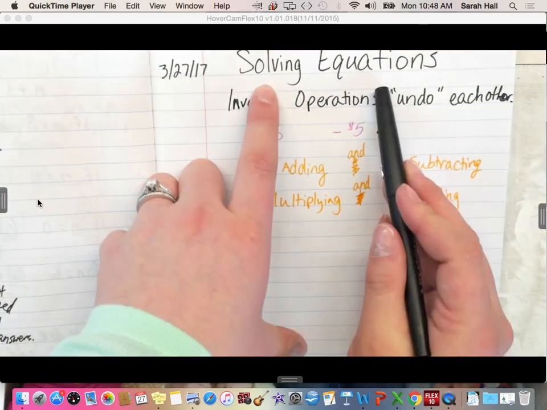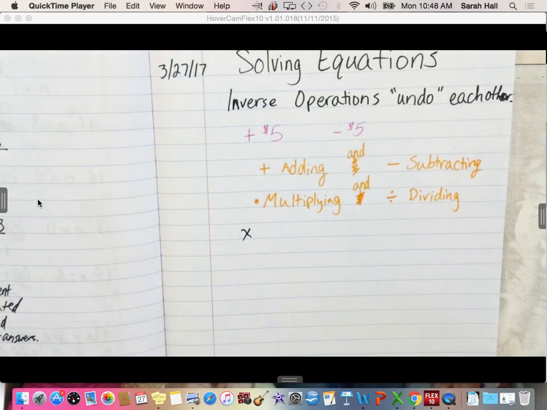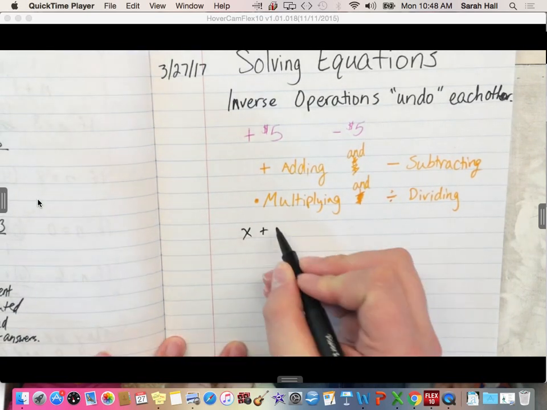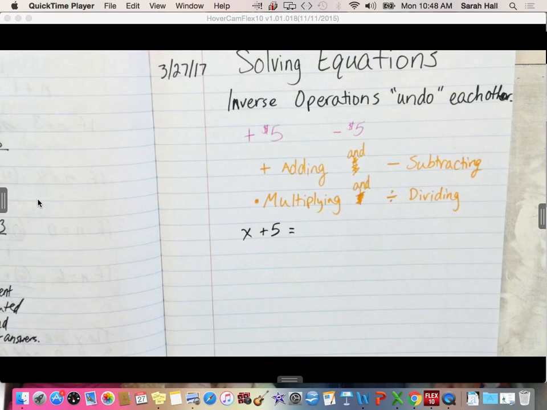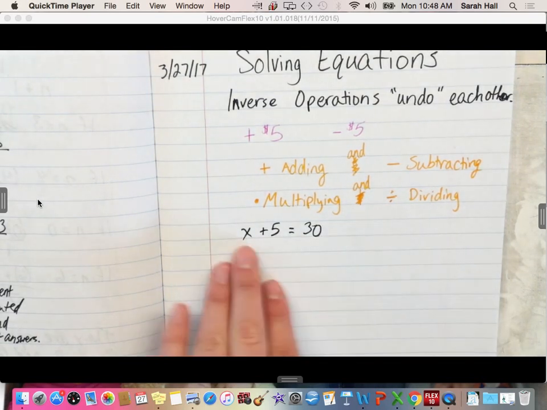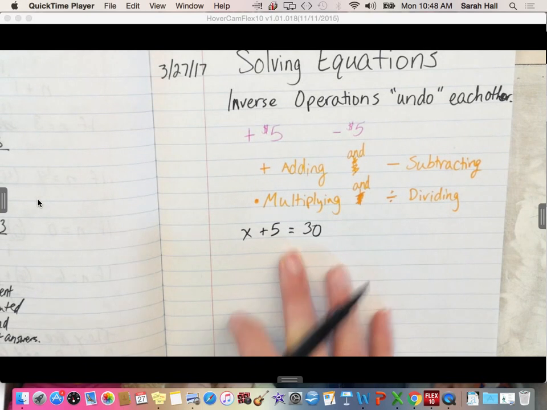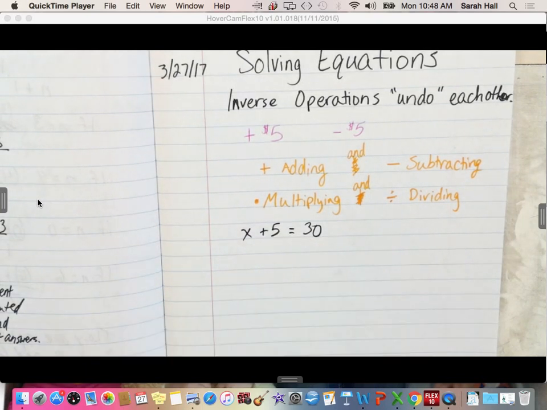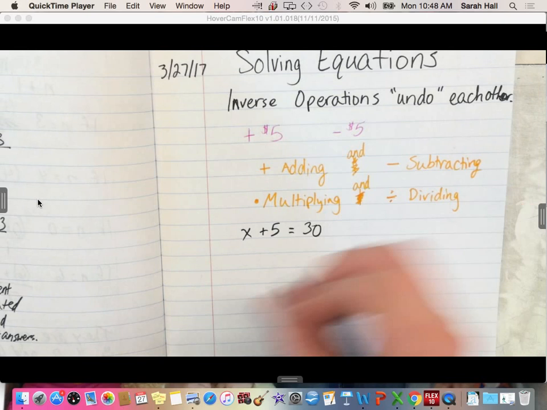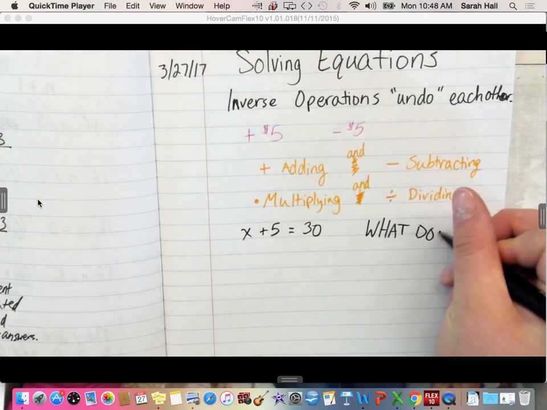So getting into the solving equations part, if you have an amount that you don't know, we'll use the letter x, and you add 5 to it, and when you add 5 to it, it equals 30. So this is something that you're going to see, and they're going to say solve for x, or they're going to say solve this equation, or evaluate this equation. And remember, it's an equation because it has an equal sign. When they want you to solve for it, they want you to tell them what does the variable equal.